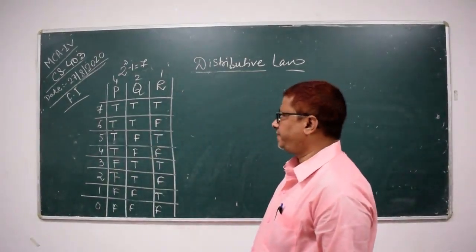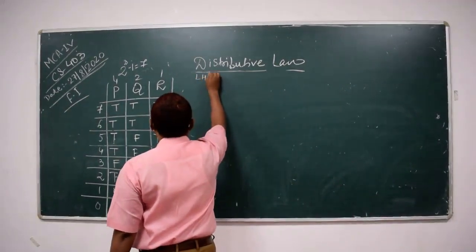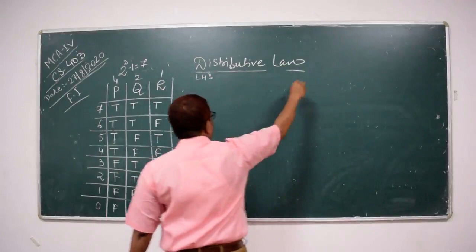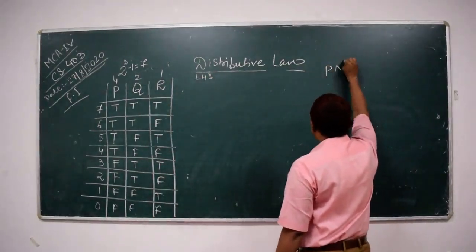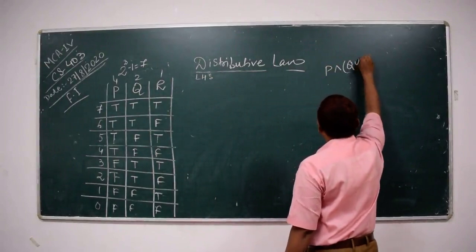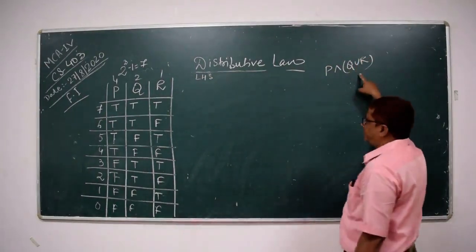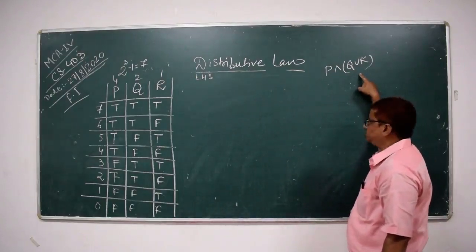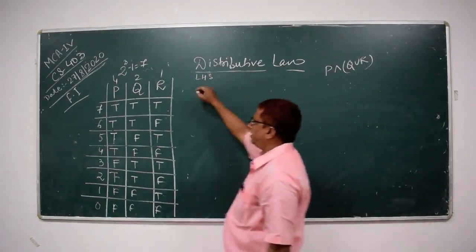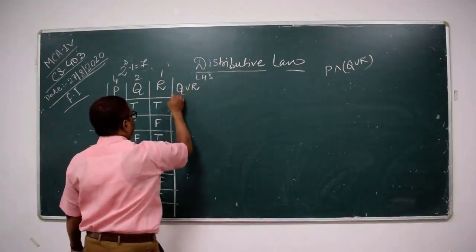Now first of all prepare the left hand side. In this law the left hand side is P and (Q or R). The first operation to apply in this truth table is the parenthesis, because we are applying the BODMAS rule: Q or R.